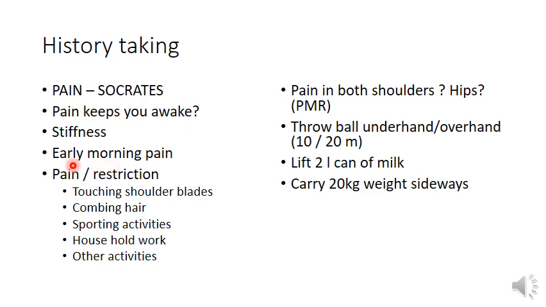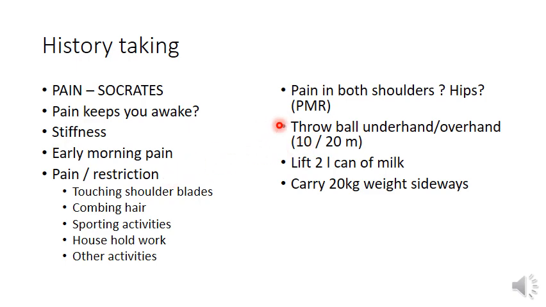And also, you need to ask any pain or restriction in movements with regard to certain movements, especially like touching the shoulder blades, combing hair, any sporting activity, any household work, or other activities. Also, not to miss if the pain is present in both the shoulders, and if there is any hip pain, as this might indicate it's a polymyalgia rheumatica.